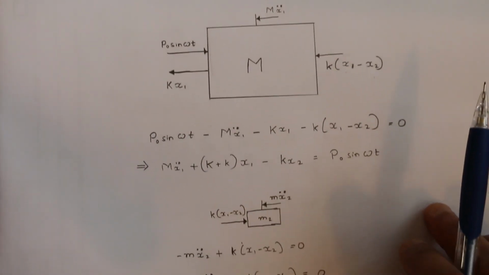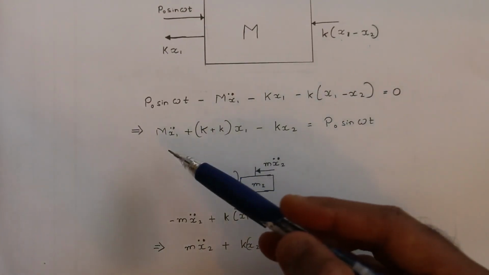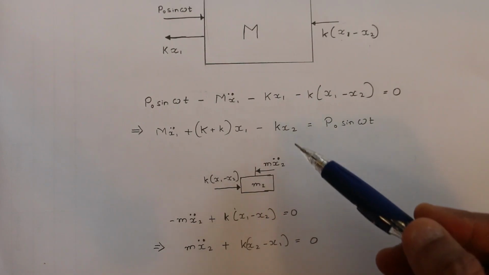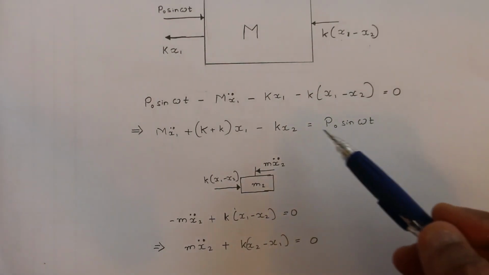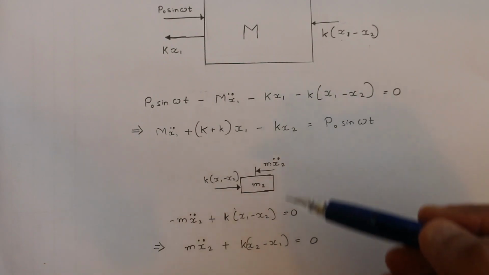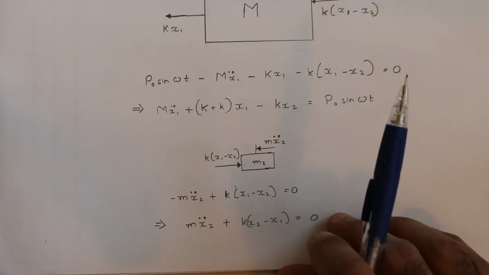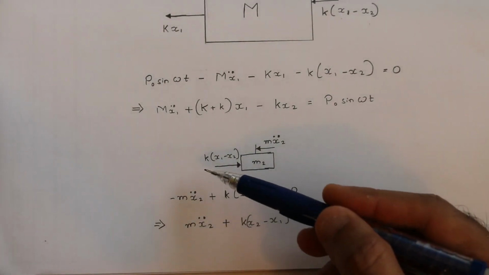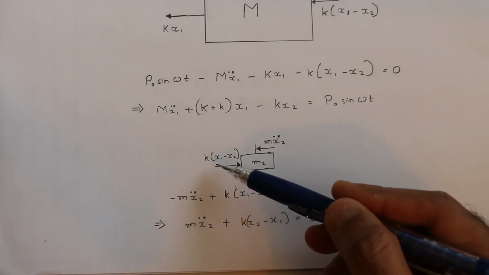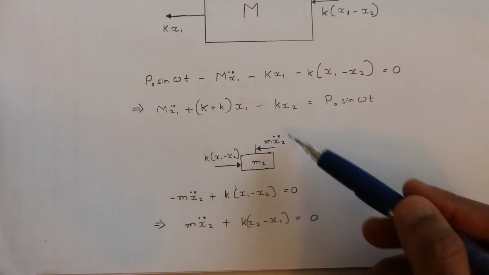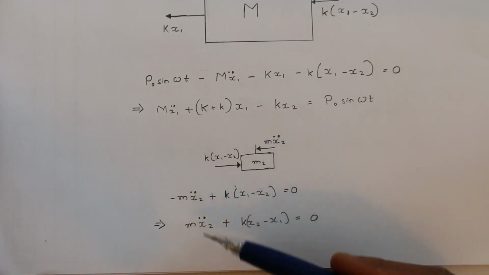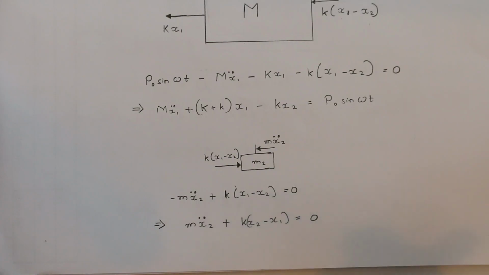So from that equilibrium, I can write down the equation as M x1 double dot plus (K plus small k) x1 minus k x2 equal to the external force acting on the main mass M. For the secondary mass, there is no external force acting. The only thing that's resisting is the secondary spring force that was in compression, as we looked at before. So that compression will cause this mass to push in this direction. So that's k (x1 minus x2). And the inertial force will be resisting the system's movement. So that's m x2 double dot. And that equilibrium can be written down in this form.